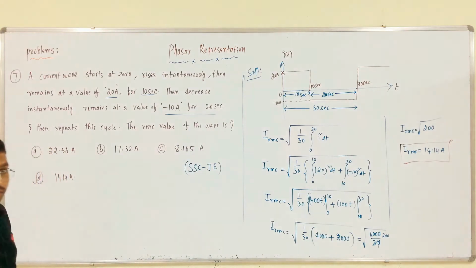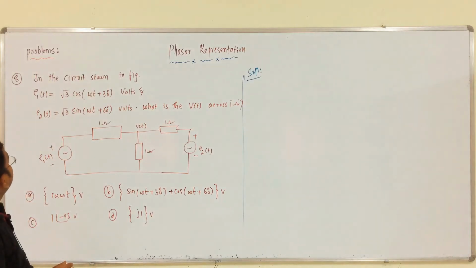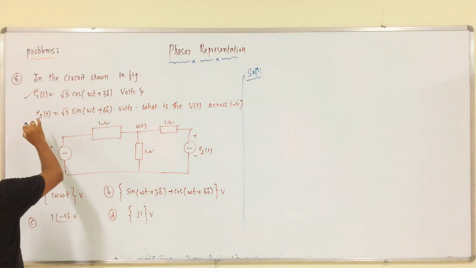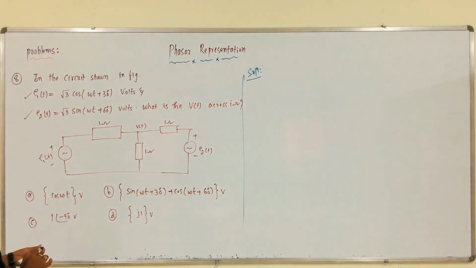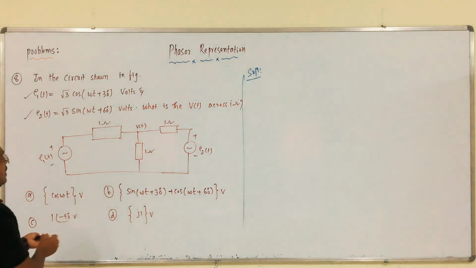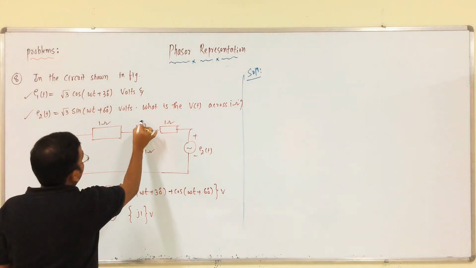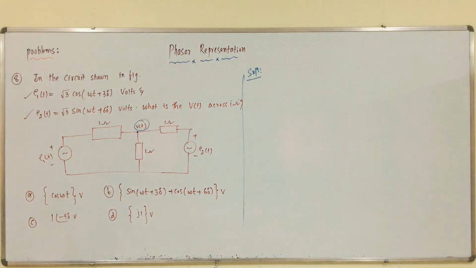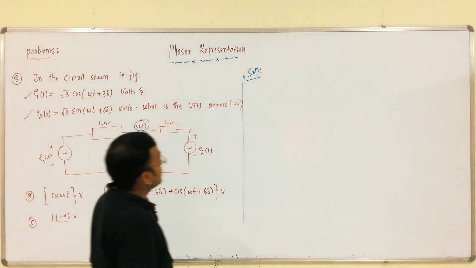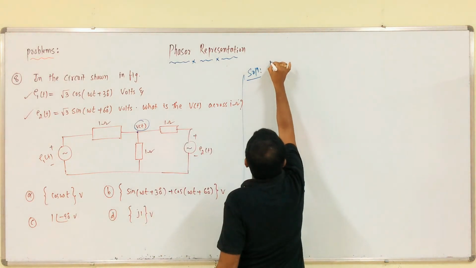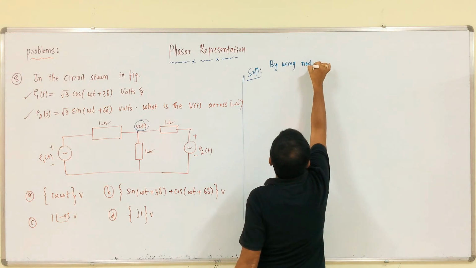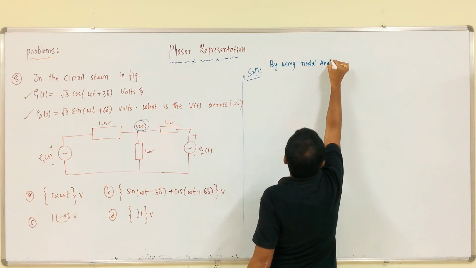Option is 14.14. In the circuit shown in the figure, E1 is root 3 cos(omega t plus 30), and E2 is root 3 sin(omega t plus 60). Then what is the value of Vt? We have to calculate the value of Vt across this branch. Simple, by using nodal analysis we have to calculate.